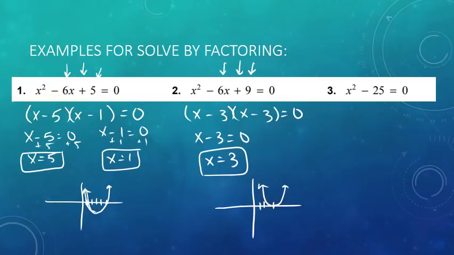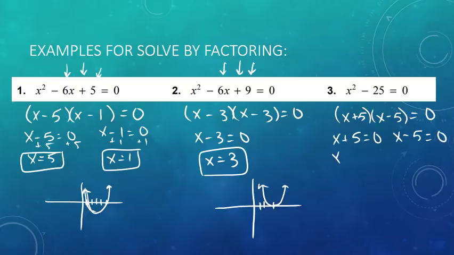Right, now my next one is, hopefully you recognize it already, a difference of squares. So if you know your factoring methods, that would be x plus 5 and x minus 5. Therefore, when I set these two equal to 0, x would be equal to negative 5, and it would also be equal to positive 5 after I add 5 to both sides and subtract 5 from both sides.